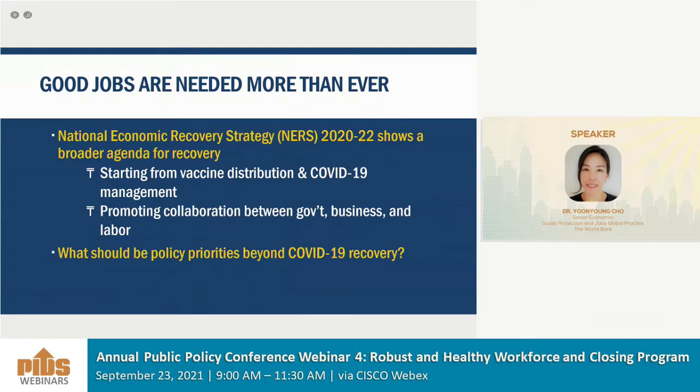So good jobs are needed more than ever. And governments really moved quickly in terms of formulating national economic recovery strategies, NERS 2020-2022. Dr. Orbeta mentioned earlier, DOLE took the leadership and TESDA and DTI and other government agencies participated, and it covers the broader agenda for recovery, starting from vaccine distribution and COVID-19 management to promoting collaboration between government, business, and labor all together. But given that NERS is covering 2020, what should be the policy priorities beyond COVID-19 recovery?